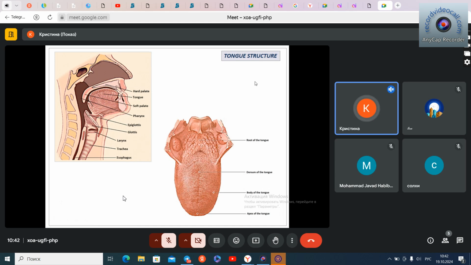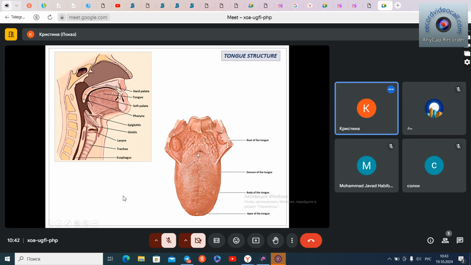And now we will look more closely at the structure of the tongue. So here it is shown. It lies on the floor of the oral cavity. It is a muscular organ containing skeletal striated muscle tissue because it is voluntarily regulated. Structurally, it includes the root and the body.